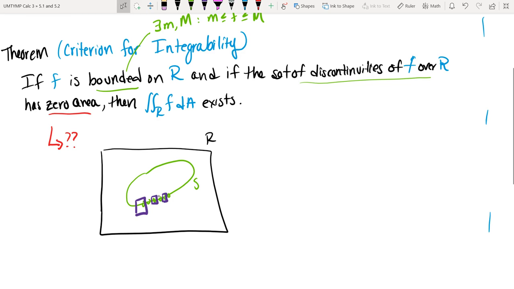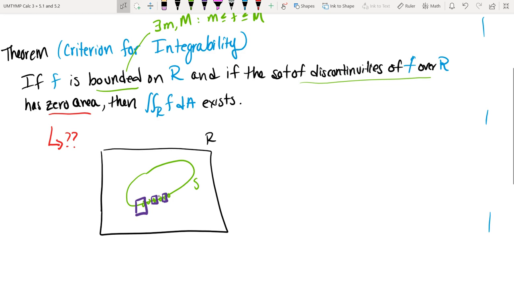In other words, the discontinuities really are just points, a collection of points and no more. They don't form any sort of geometric shape. So if you have an actual area that is discontinuous, that you can find the area of, then you're kind of stuck. You can't move forward.